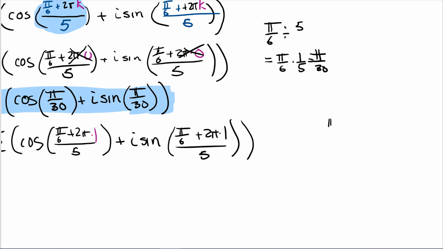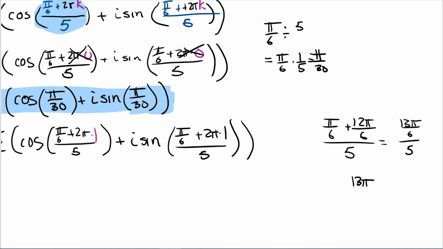So let's jump aside and let's do that. Let's take pi over 6 plus 2 pi times 1, over 5. The first thing you need to do is find a common denominator up top. You need to put these two things together. And I hope at this point you know that 2 pi is the same thing as 12 pi over 6. 12 divided by 6 is 2, right? So 2 pi is the same thing as 12 pi over 6. So let's add them up. We get 13 pi over 6 divided by 5.